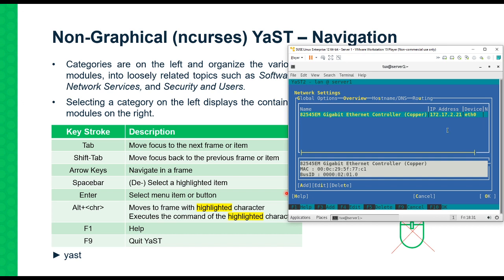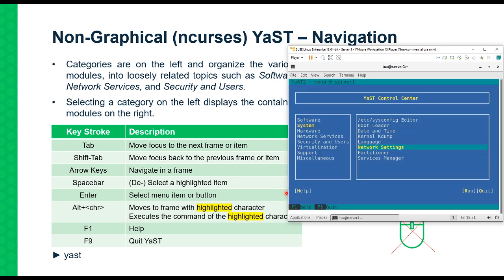You can tab again to navigate to the next frame, and tab again until you get to the command you want to do. So this is our cancel command. You can either just hit enter on cancel, or you can press the Alt C to cancel the LAN settings. So now we have quit the LAN settings, and we are back to our landing page within YaST, where we can select our modules and categories.